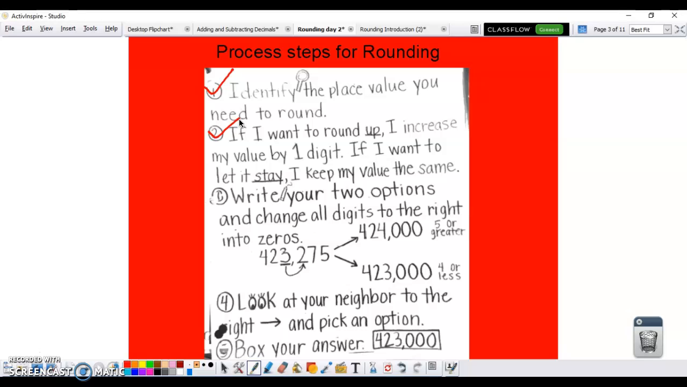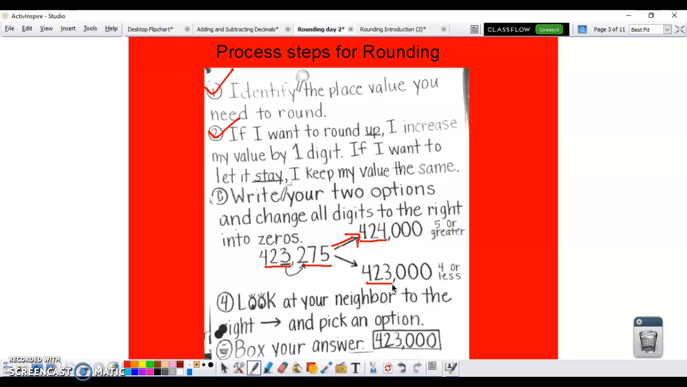For example, here we have 423,275. If we round up, we would round this number up to 424,000. If we were to let it stay the same, we would go to 423,000.